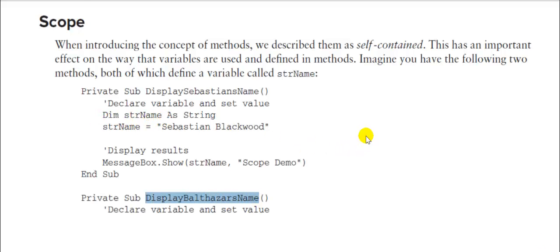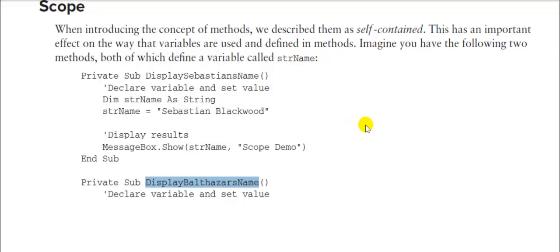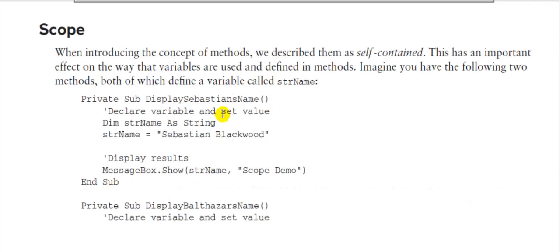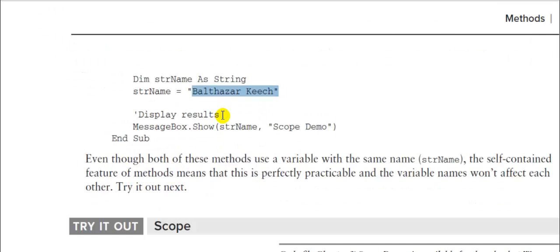And this one looks like this. Basically exactly the same thing. It declares this variable, but it gives it a different string here. This is Balthasar; the other one was Sebastian. So the string is different, but other than that it's the same. And then again we're just going to display it. Okay, so let's look at this.